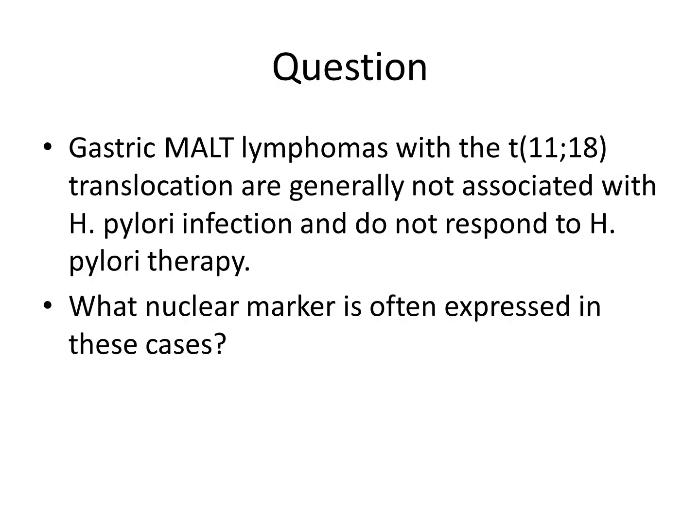Gastric MALT lymphomas with the translocation between chromosomes 11 and 18 are generally not associated with Helicobacter pylori infection and therefore do not respond to Helicobacter pylori therapy. What nuclear marker is often expressed in these cases? The answer is BCL10. This protein is known to induce apoptosis and to activate the NF-kappa B pathway.